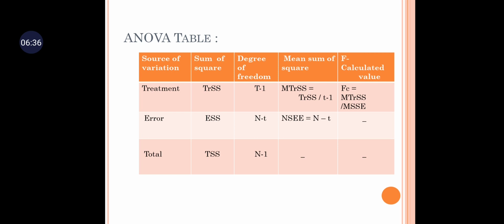Another one is the table value. Generally we handle it at the 5% level of significance. The last one is the inference. If the calculated value is less than the table value, then H0 is true. This is the general procedure that we have to handle.